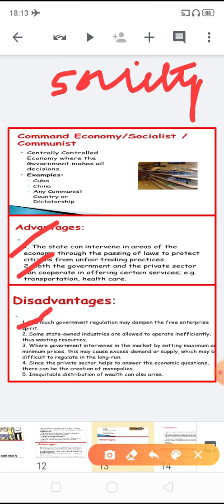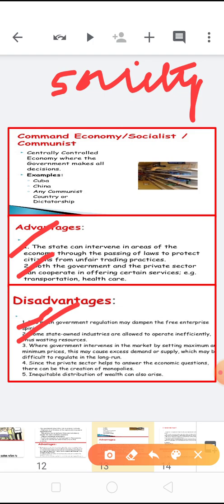We do have disadvantages, like too much government regulation may dampen the free enterprise spirit. When the involvement of the government is more, it will also affect the economy somehow. Second, some state owned industries are allowed to operate inefficiently, thus wasting resources.